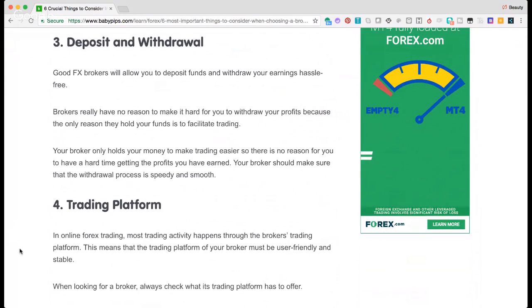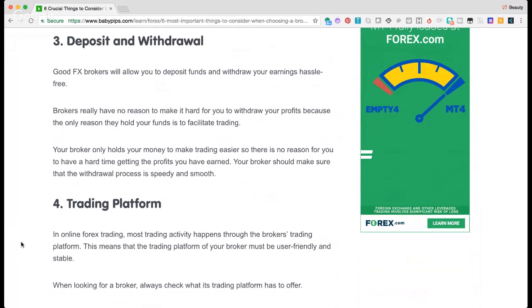3, deposit and withdrawal. Good Forex brokers will allow you to deposit funds and withdraw your earnings hassle-free. Brokers really have no reason to make it hard for you to withdraw your profits, because the only reason they hold your funds is to facilitate trading. Your broker only holds your money to make trading easier. So there is no reason for you to have a hard time getting the profits you have earned. Your broker should make sure that the withdrawal process is speedy and smooth.